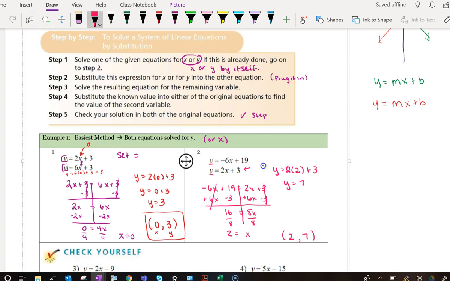Okay, check it in the other one. So if I do negative 6 times 2 plus 19, that's negative 12 plus 19 is equal to 7. So I get the same thing. I get y equals 7 when x equals 2. So here's your solution. Okay, so that's the easiest method when they're both solved for y.